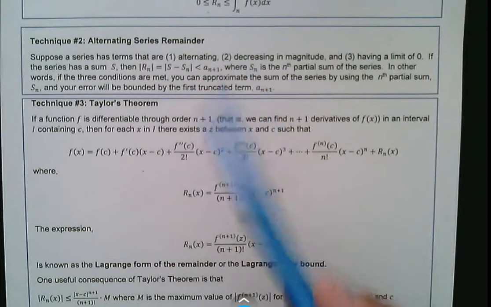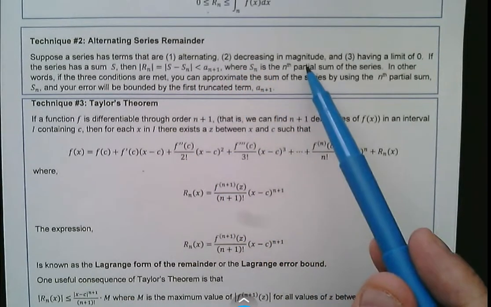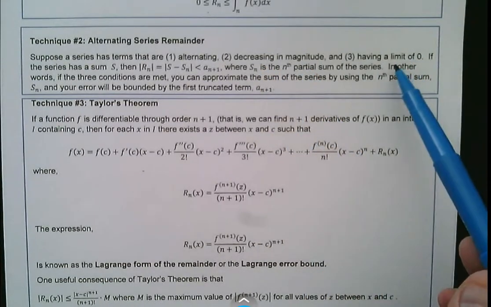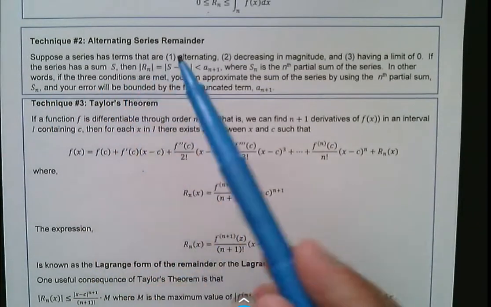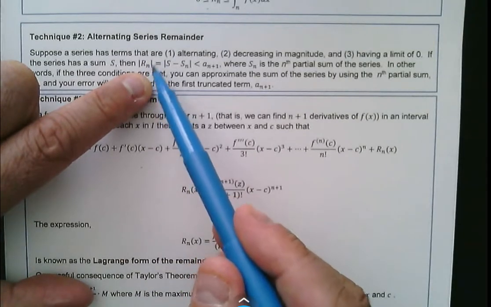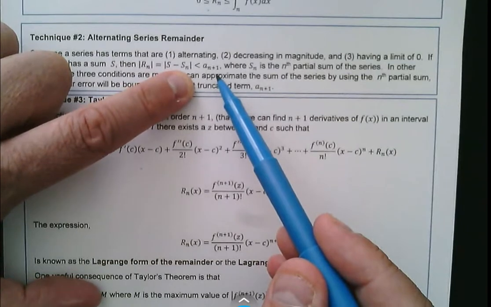They're doing that plus, minus, plus, minus. They're decreasing in magnitude. So if I ignore the sign, the terms are getting smaller. And there's a limit of 0. If the series has a sum s, then this time the absolute value of the remainder is less than a sub n plus 1.